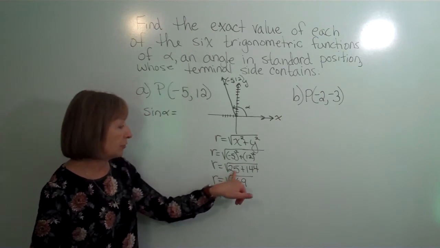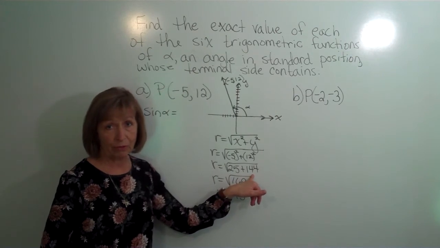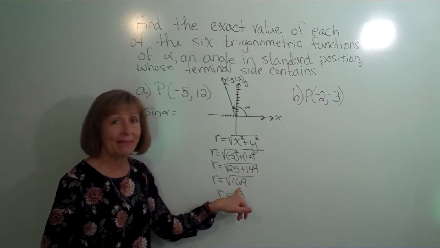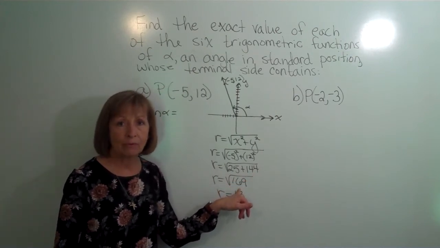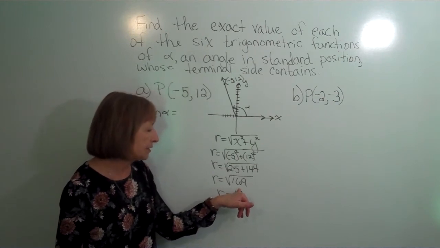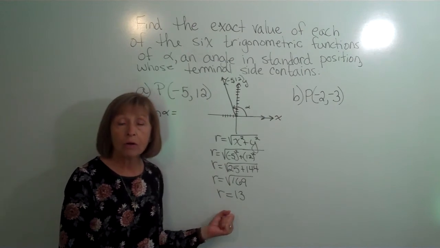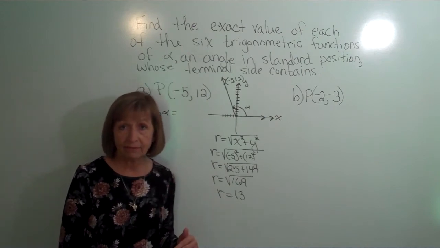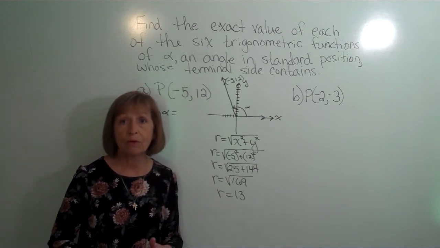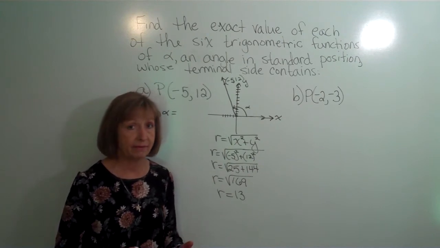So you needed to make sure that you added the 25 plus the 144 to get the 169 and then simplify that radical after you've found the sum. And here we got 13. Your r will always be positive. So it is the distance from the origin to the point, so it's always positive.